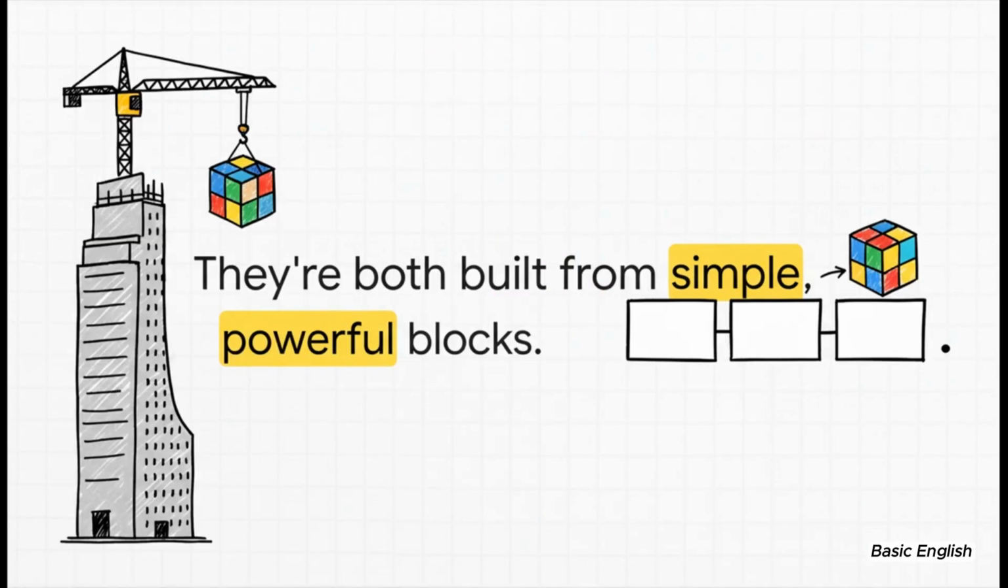And here it is, the secret. They're both built from simple but super powerful blocks. Think about it. A skyscraper is just a collection of bricks and beams, right? Well, every single sentence you've ever written or said is built from a handful of basic grammatical units, and we call these the parts of speech.